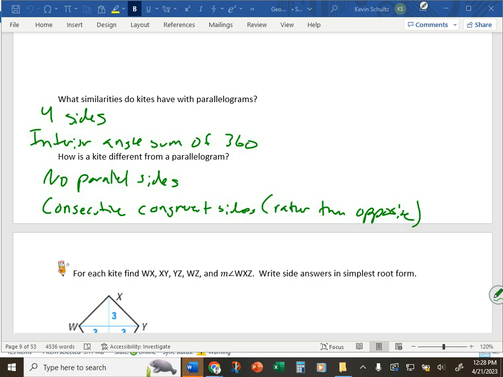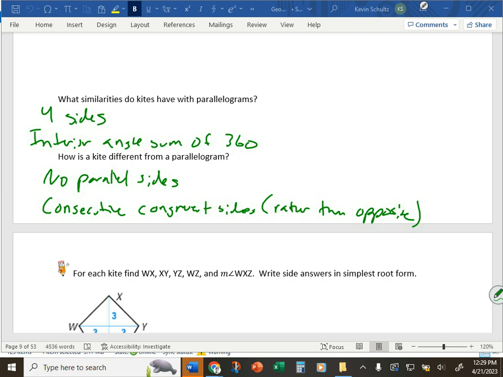Anything else? You may want to add down there that the diagonals intersect at a 90-degree angle. That's not true for all parallelograms, but it is true for 2 of them. Okay, so there's a similarity there. True, but if you want to note, that is true for 2 of them, rhombus and square. These are your own notes.